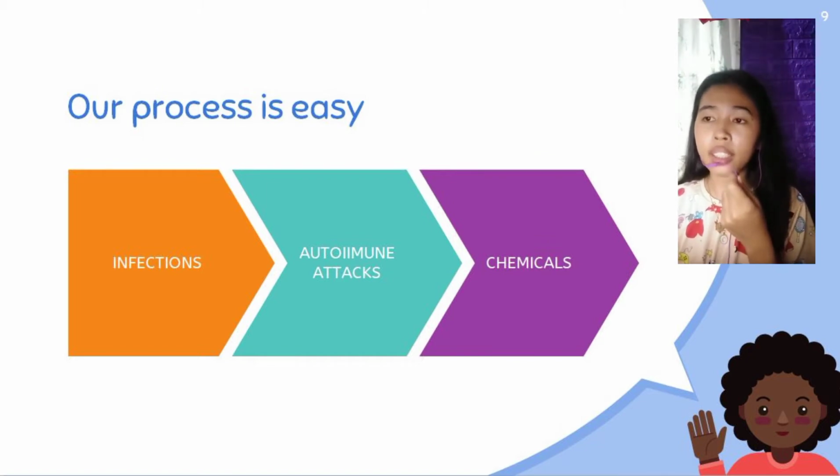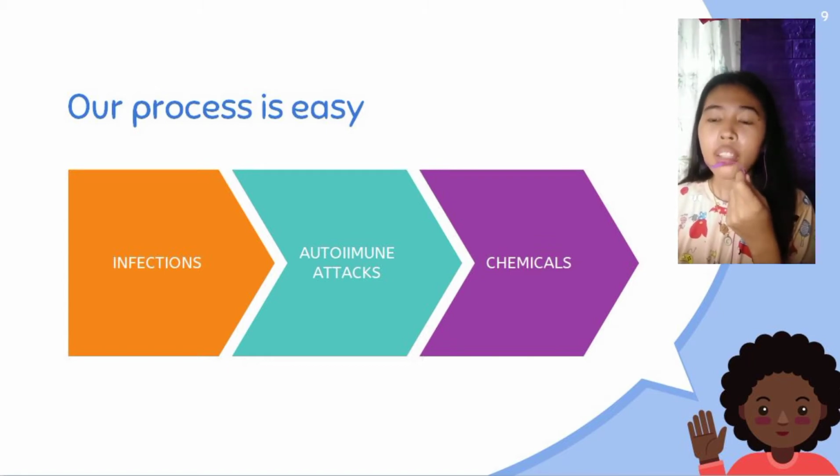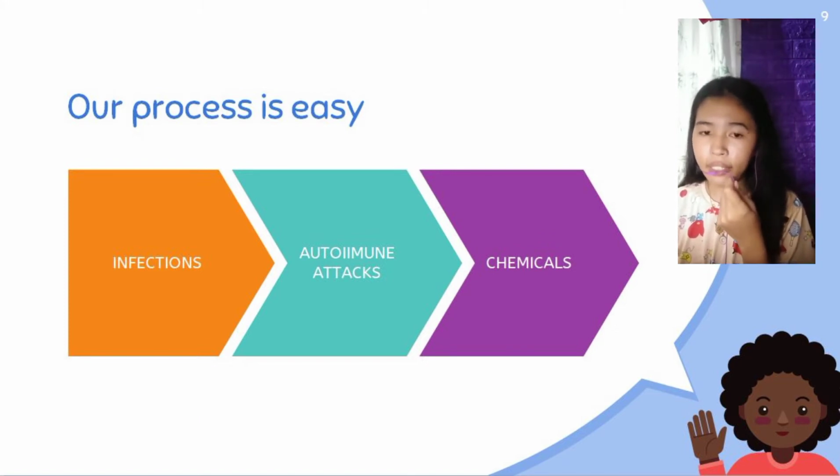Infections with viruses can cause hearing loss in both children and adults, with the loss typically occurring suddenly. The fifth one is autoimmune attacks. Hearing loss can occur when the body's immune system treats the inner ear as foreign tissue and attacks it as an invader.